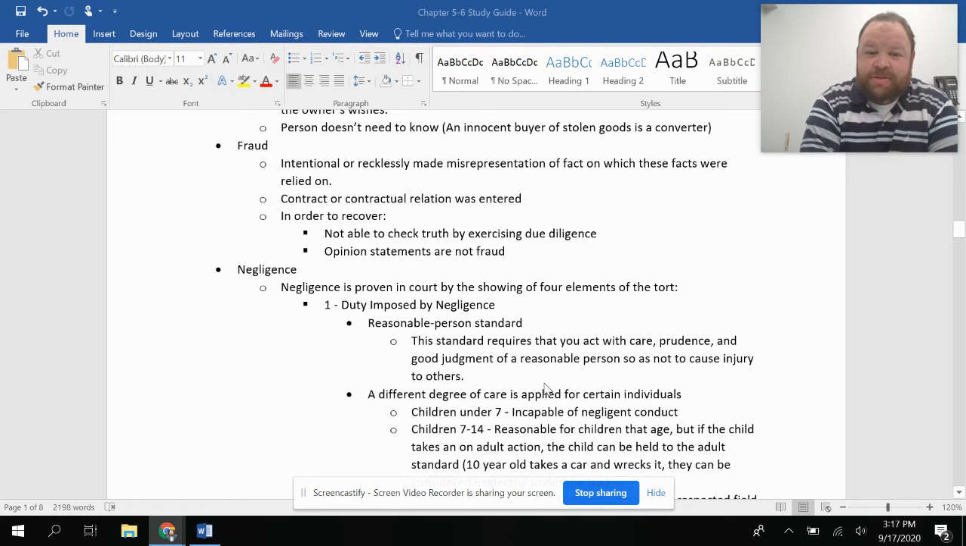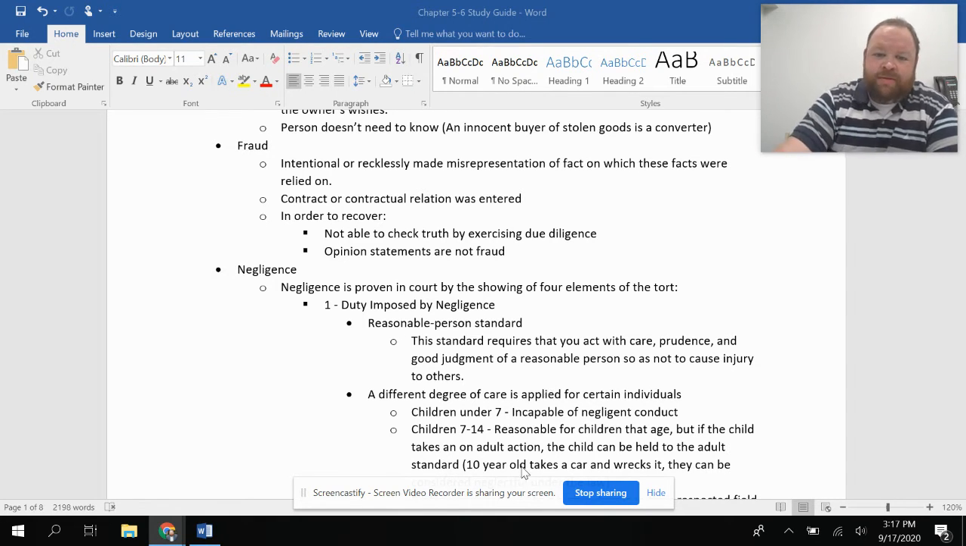Opinion statements are also not fraud. So if you're reading a paper and someone is writing about something and it's their opinion, you can disagree with it, but it's not necessarily fraud. Next is negligence, and this is the most common kind of tort.